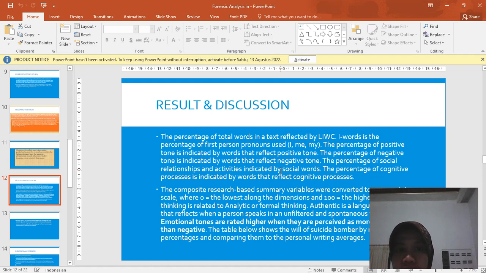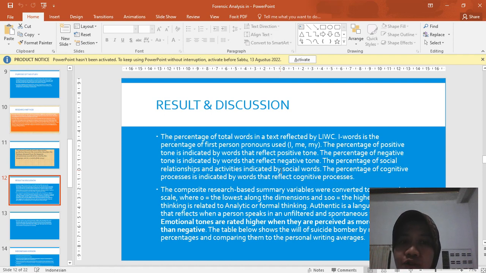And the percentage of negative tone is indicated by words that reflect negative tone, such as sad, unhappy, or words that have negative meaning, like usually or riba. So negative tone is the feelings that make the speaker himself sad.